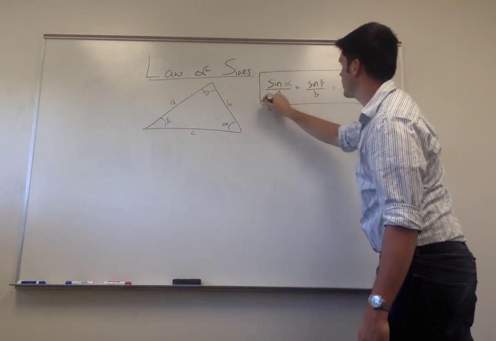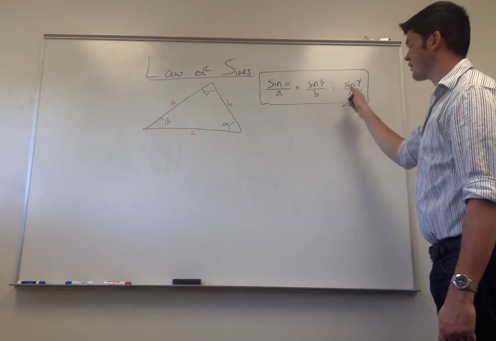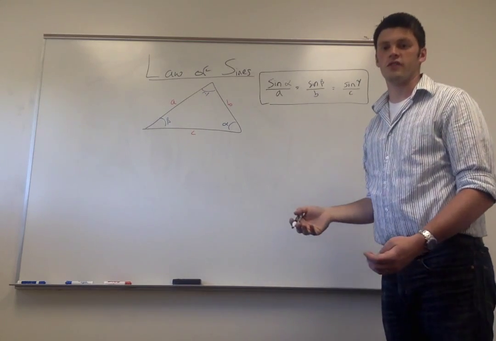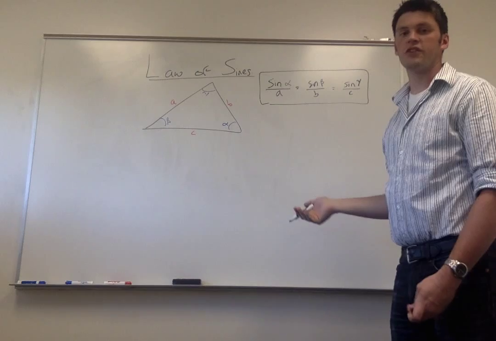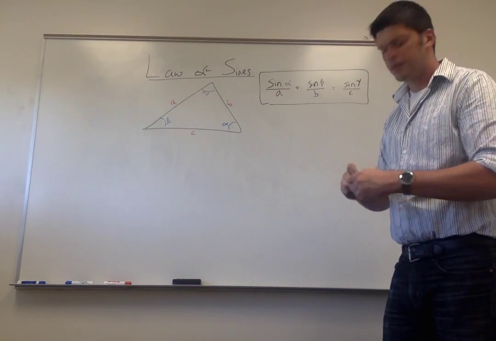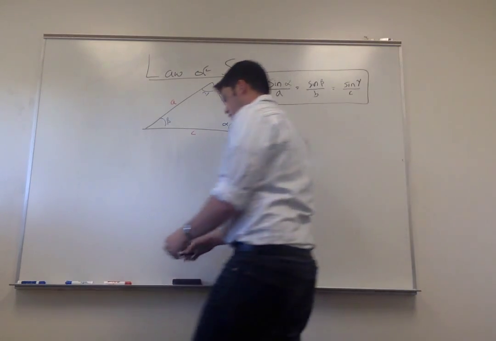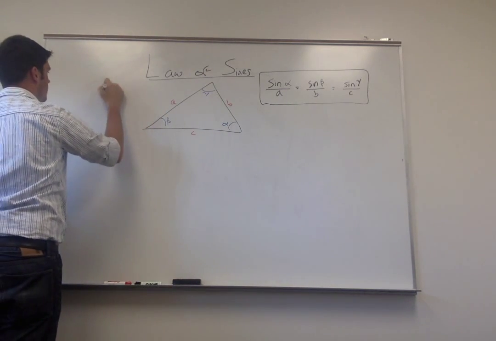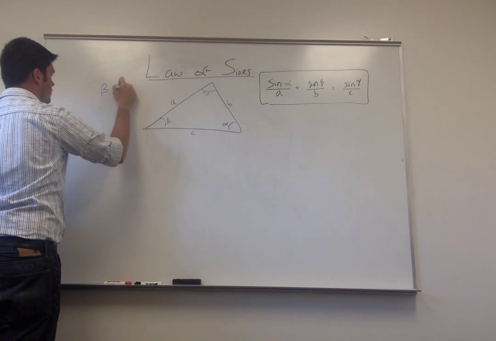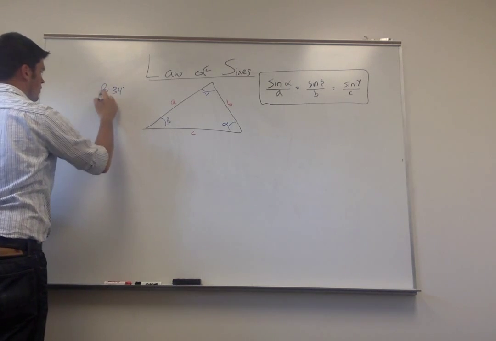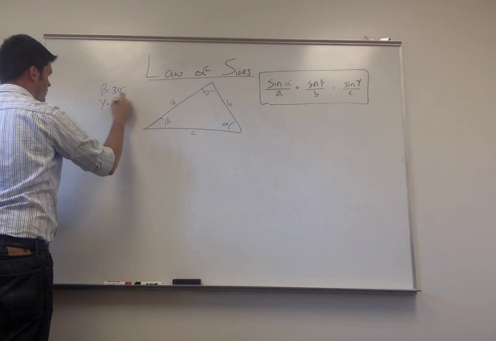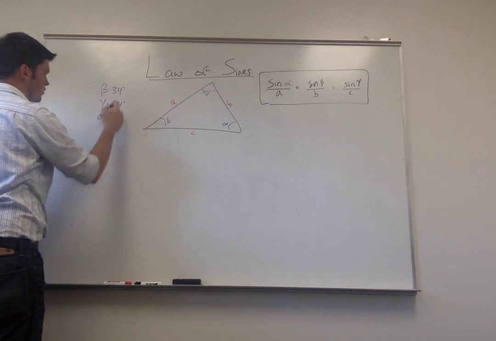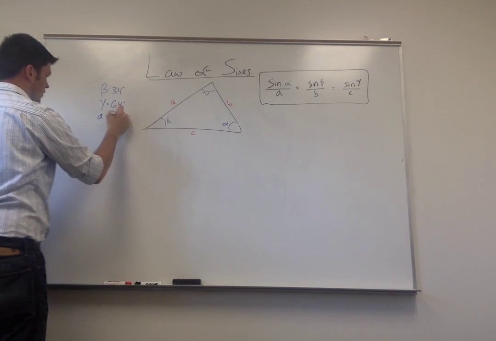So each of these three fractions will always be equal. And we can use those to set up equivalence equations to solve for information that might be missing in the triangle that we're trying to solve for. Right? So let's say we were presented with a problem where it tells us that angle beta is 34 degrees, angle gamma is 64 degrees, and side A is equal to 5.3.